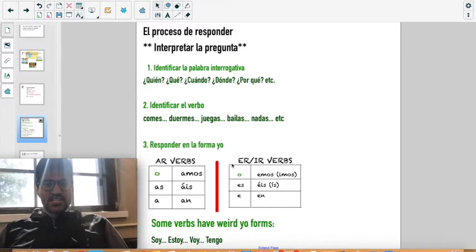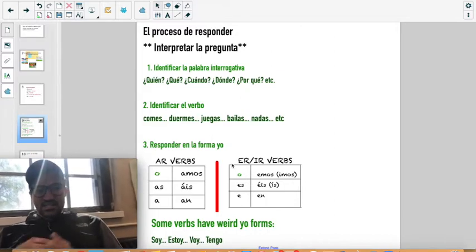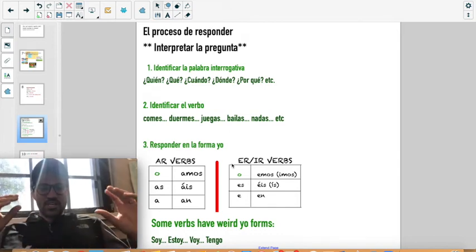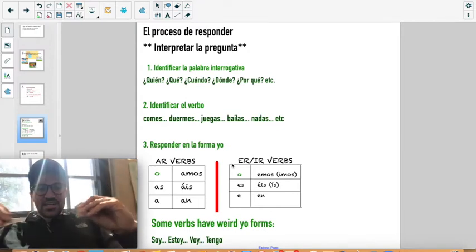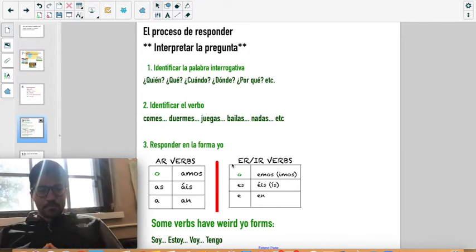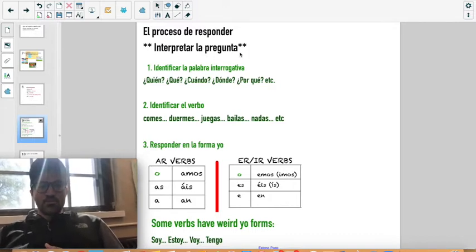So, just like yesterday, there was a kind of sentence structure, a process to asking open-ended questions in the tú form. Remember, we need basically a question word and a verb in the tú form. Okay? For today, there is likewise a process for responding to the question, okay? And it all starts with interpretar la pregunta, interpreting the question. And once we have interpreted the question, we can start to form a response.